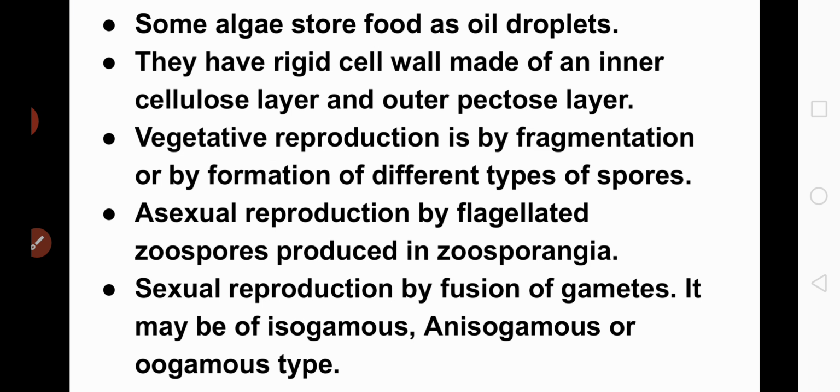So what do you mean by isogamous type? Here both the male and the female gametes are morphologically similar. They are similar in size. Whereas in anisogamous, the gametes are dissimilar in size. And in oogamous, the female gamete is large and non-motile, whereas the male gamete is smaller and motile. Understood?